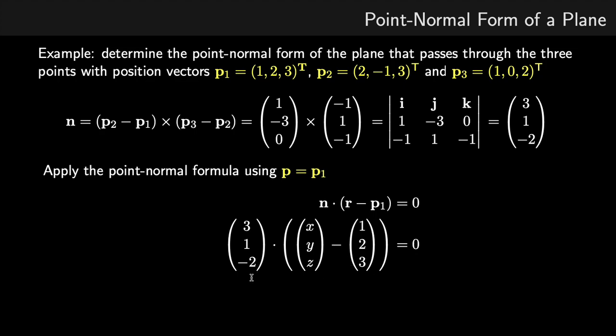And I can calculate this dot product, giving me 3 multiplied by x minus 1, plus 1 multiplied by y minus 2, and negative 2 multiplied by z minus 3. And if I expand out the brackets and simplify, I get this equation here. So this equation is satisfied for any point on our plane. So any point with the coordinates x, y and z should satisfy this equation.